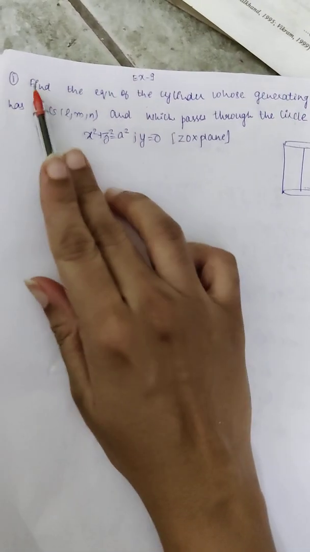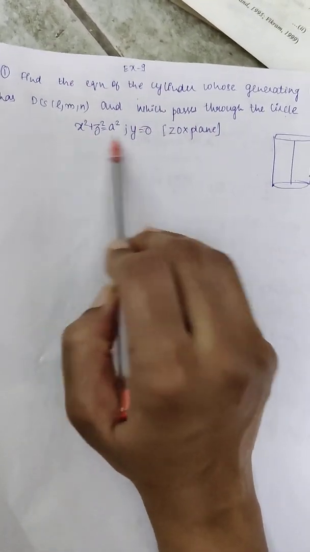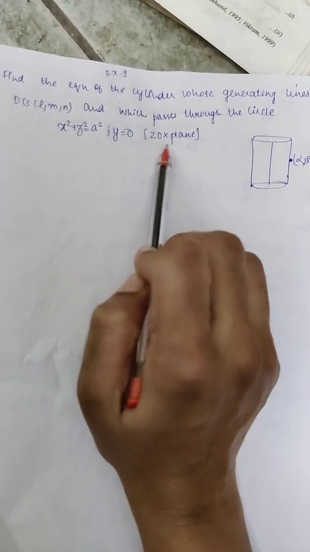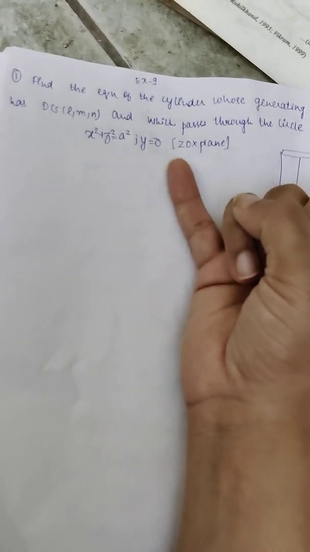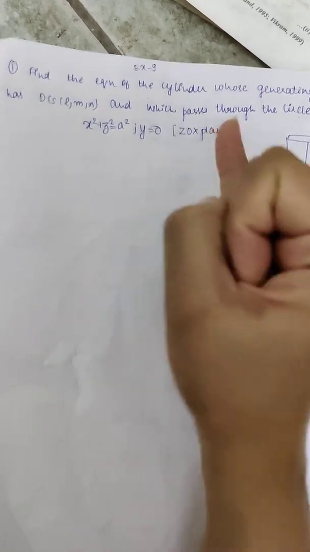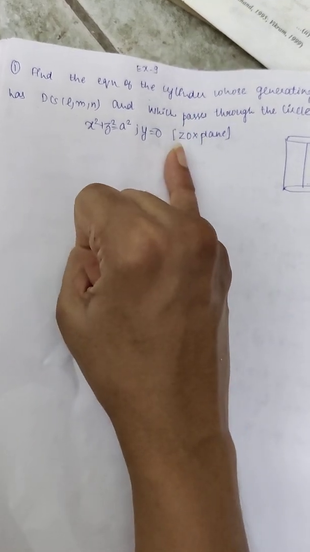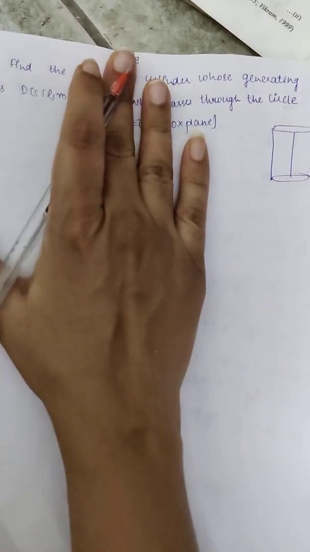This question can also be stated in a form where the entire thing is given, and then instead of giving a guiding curve, they would mention the ZOX plane. ZOX plane implies x squared plus z squared equals a squared, y equals 0. I have to remember that if the question states the ZOX plane, it should be x squared plus z squared equals a squared, y equals 0. If they mention the XOY plane, then x squared plus y squared equals a squared, z equals 0.